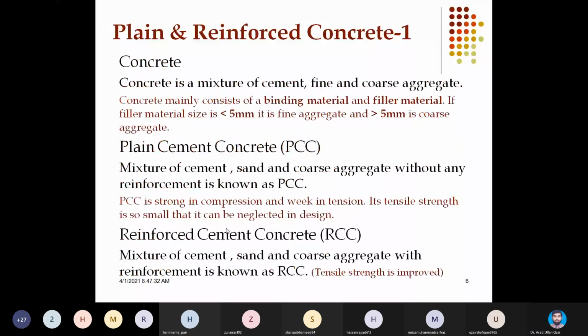Now let's start with the concrete first. Concrete is a mixture of cement and aggregate.